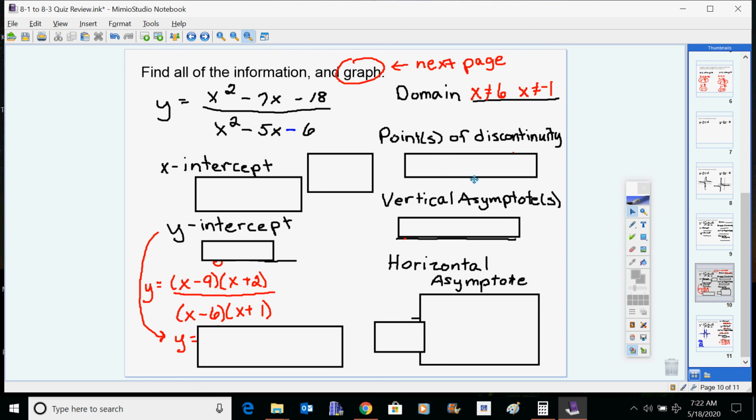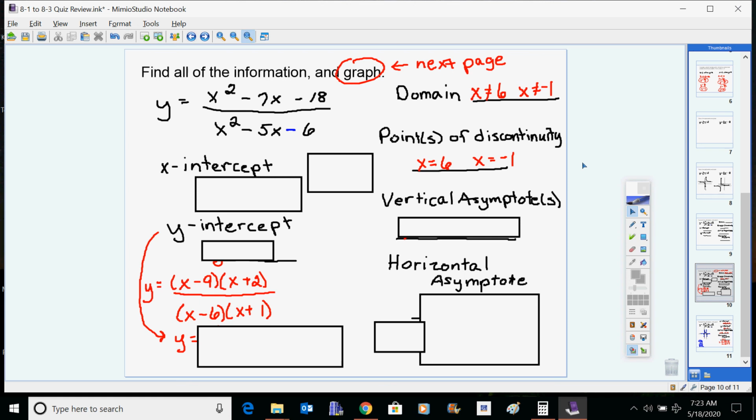Okay, the points of discontinuity are the places where x would equal those values. So where x equals 6 or x equals negative 1. Make sure you make that distinction. So when you're typing it in, okay, when you're typing it in, you would have the right way of putting that.